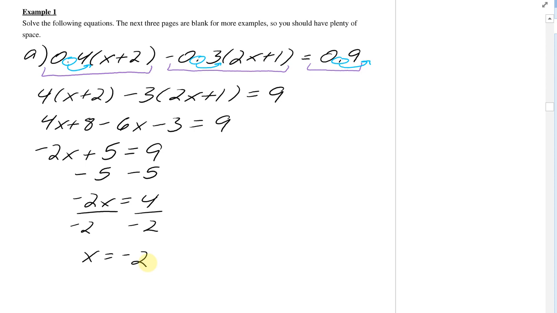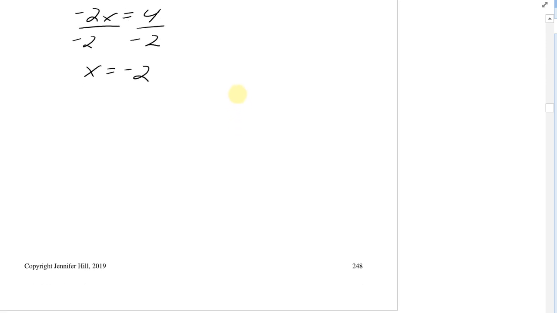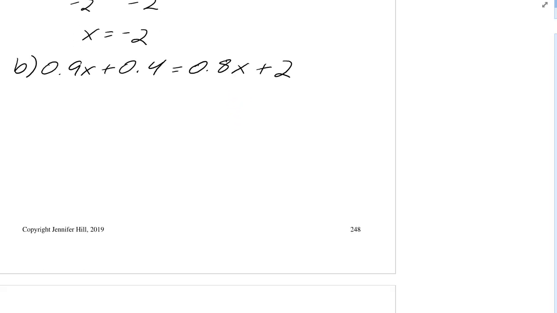And so I've got all the work up here, so you can just compare your work to mine, but you should be getting x equals negative 2 as your solution. Okay, so let's do another one. So I'll clear some space here.